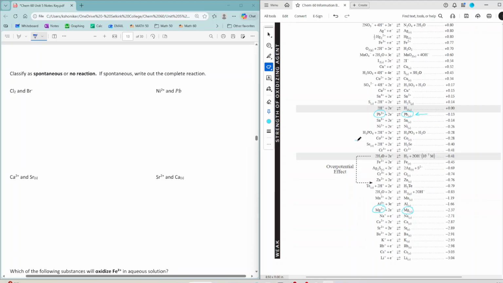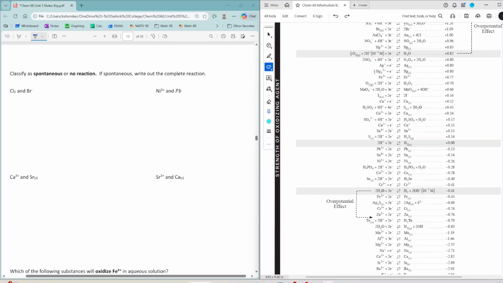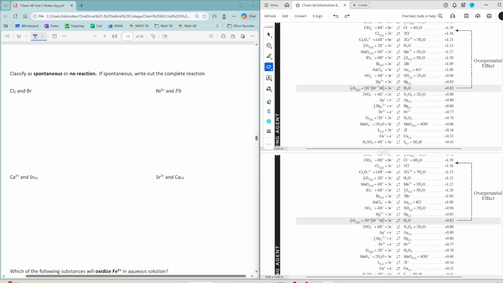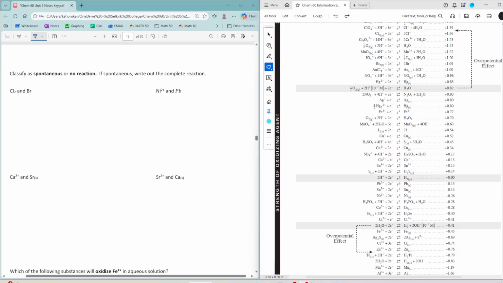So let's just take off these little circles. Okay, so we've got chlorine gas, which I'm guessing is going to be somewhere near the top. Oh, there it is, way up there. Whoa, what did I just do? One second. I don't know how I did that. Okay, anyway, the chlorine gas is way up here.